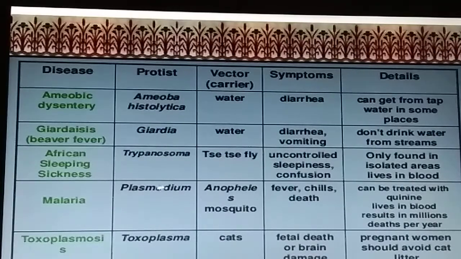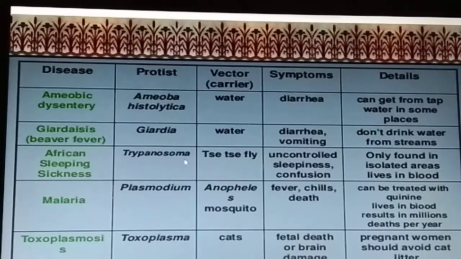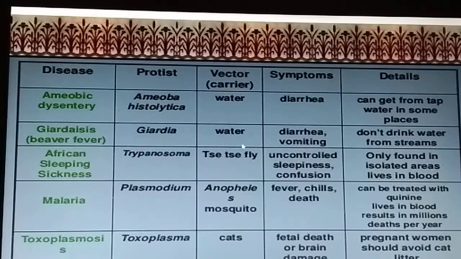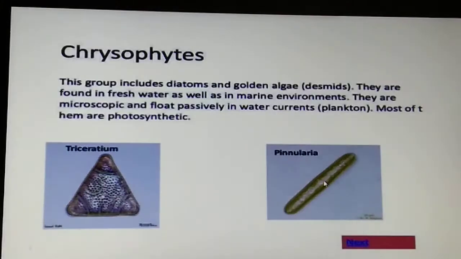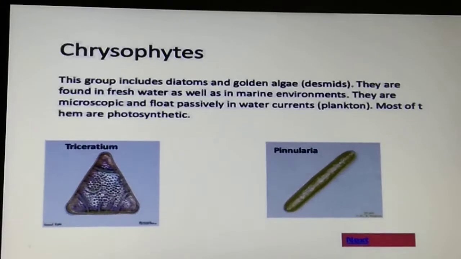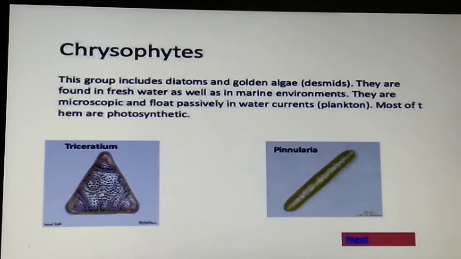Next we have Trypanosoma, where the vector is the tsetse fly and the disease caused is African sleeping sickness. Next we have Plasmodium. Here the vector is the female Anopheles mosquito and the disease caused is malaria. Fine. So these were the protistans. Now students, coming on to the first type, that is the chrysophytes.